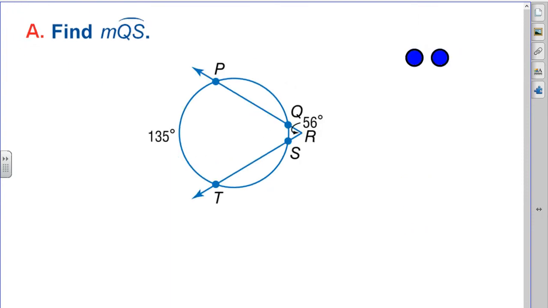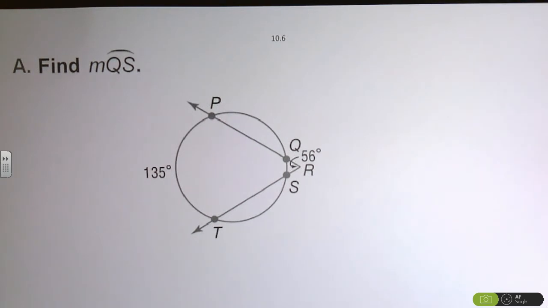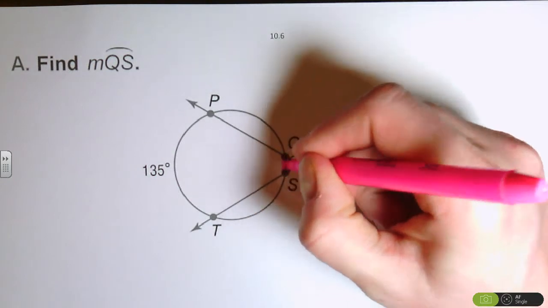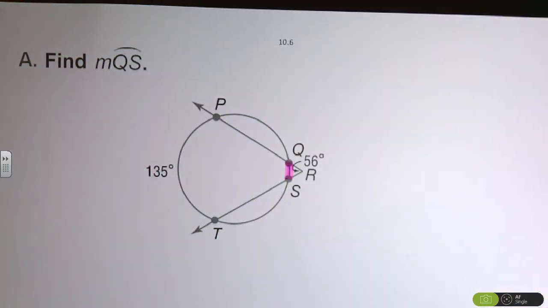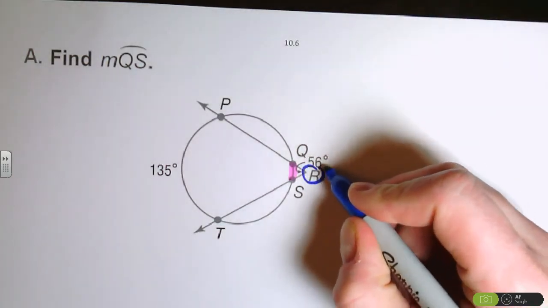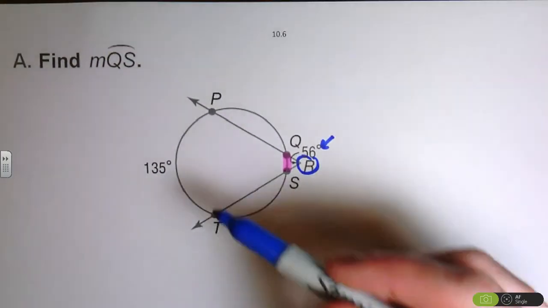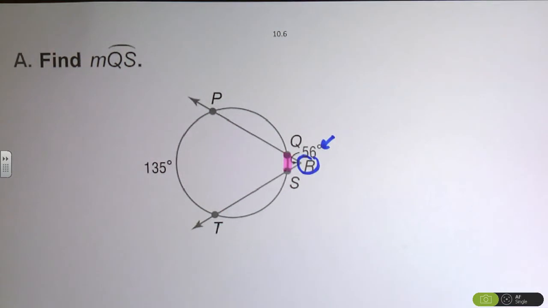All right, next example, find the measure of arc QS. Okay, so this time, the angle I actually know this one this time, but it's outside the circle. So that's your hint for this one, it's outside the circle. Okay, so here we go. So I'm looking for arc QS. Well, the angle that I have to work with is this angle right here, angle R, which is 56 degrees. But it's outside the circle, and the one that's outside the circle is half of the difference of the arcs. Well, the other arc is arc PT.